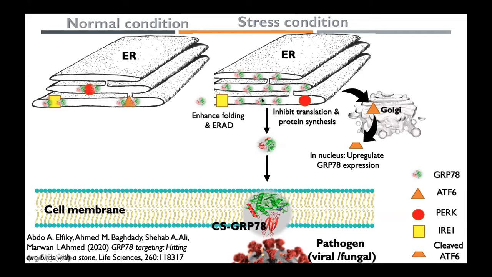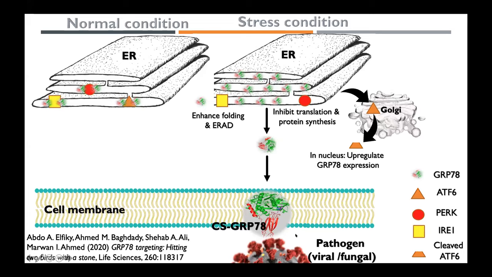Under stress condition, GRP78 releases these enzymes, making them available for their function. So IRE1 enhances the folding, ATF6 moves to the Golgi apparatus, where it is cleaved and goes to the nucleus to act as a nuclear activator for GRP78 overexpression, while PERK works to inhibit the translation and protein synthesis. So all over this cycle, we have a lot of GRP78 overexpressed in the cell and translocated from the ER to the cytoplasm, then to the membrane of the cell, to be available for viral or fungal pathogen recognition.